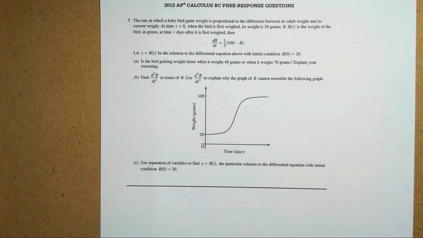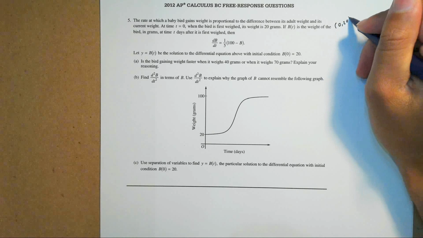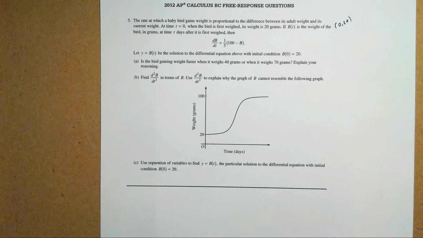So what we're going to do is just go ahead and read the question and answer each part, A, B, and C. It says the rate at which a baby bird gains weight is proportional to the difference between its adult weight and its current weight. At time t equals 0, when the bird is first weighed, its weight is 20 grams. The fact that they gave you a coordinate, you have to jot that down.